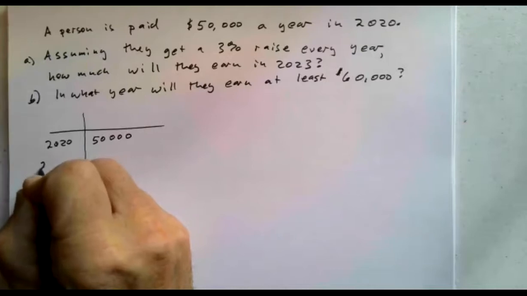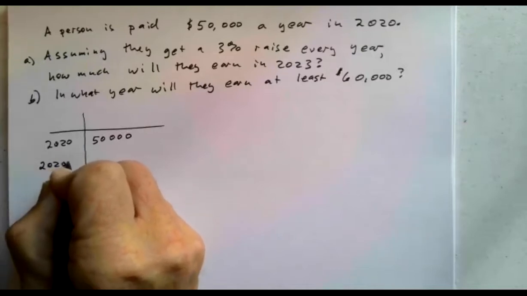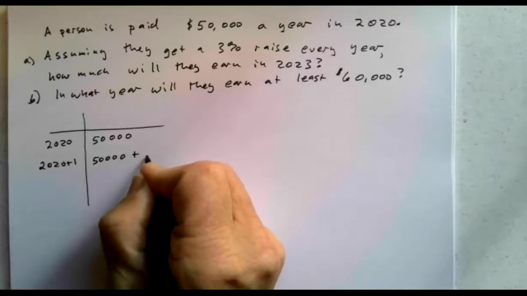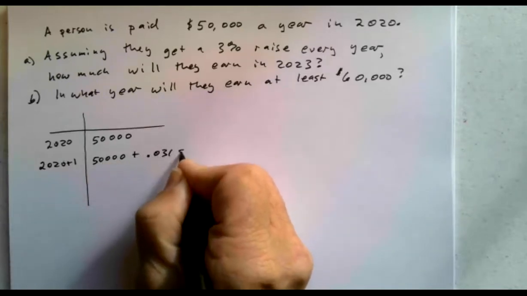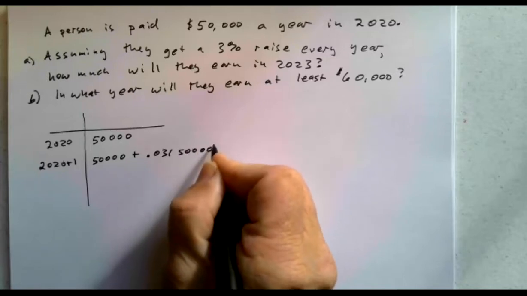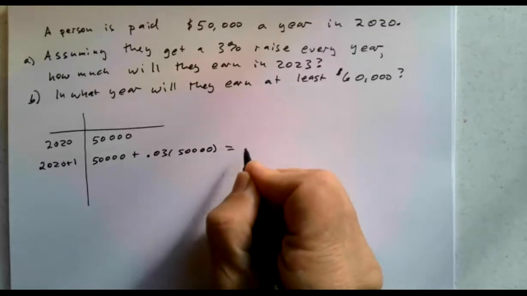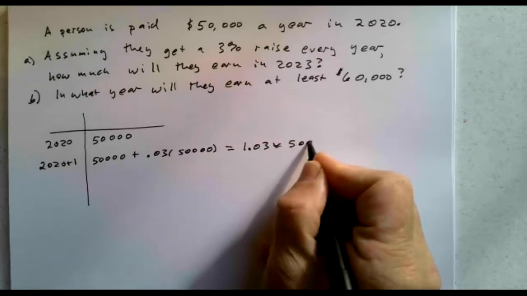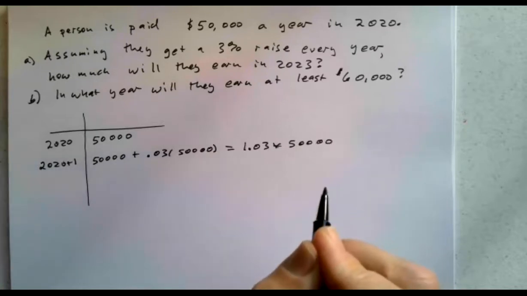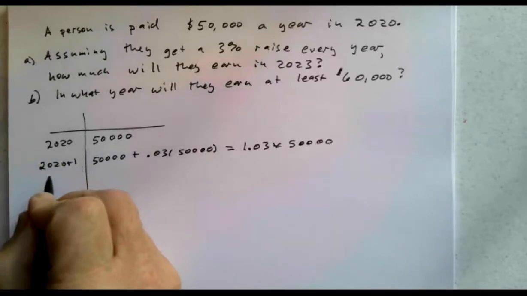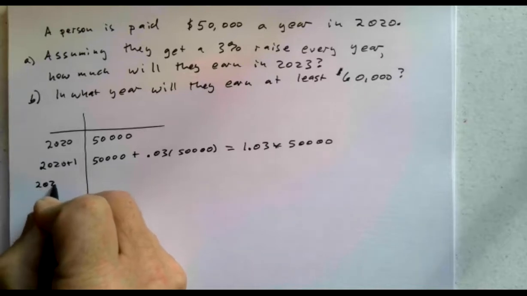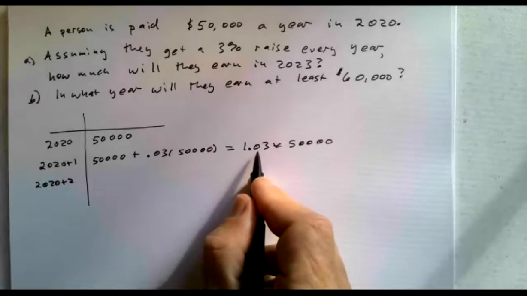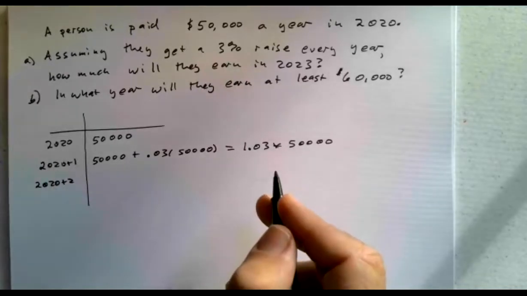In 2021, they earned $50,000 plus 3% of $50,000, which is the same as 1.03 times 50,000. So 2 years after 2020, so 2022, 2020 plus 2, they get the 50,000 times 1.03 times another 1.03.